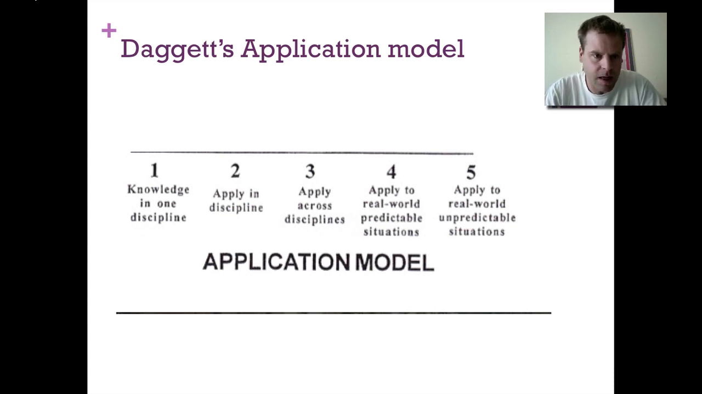Level 1, knowledge in one discipline. Level 2, apply in that discipline. Level 3, apply across all disciplines or other disciplines. Level 4, apply to real-world predictable situations, I should say. And then level 5 is apply to real-world unpredictable situations, which got us trying to figure out what sort of unpredictable situations we might be finding ourselves in.